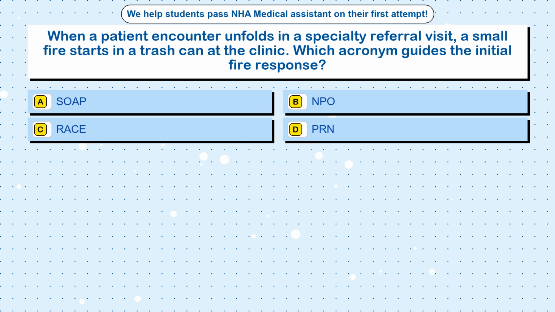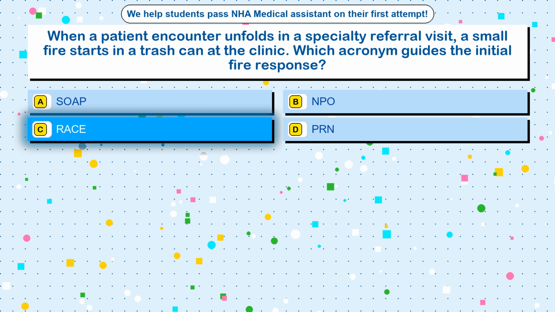Question 4. When a patient encounter unfolds in a specialty referral visit, a small fire starts in a trash can at the clinic. Which acronym guides the initial fire response? Option A, SOAP. Option B, NPO. Option C, RACE. Option D, PRN. The correct answer is option C, RACE.